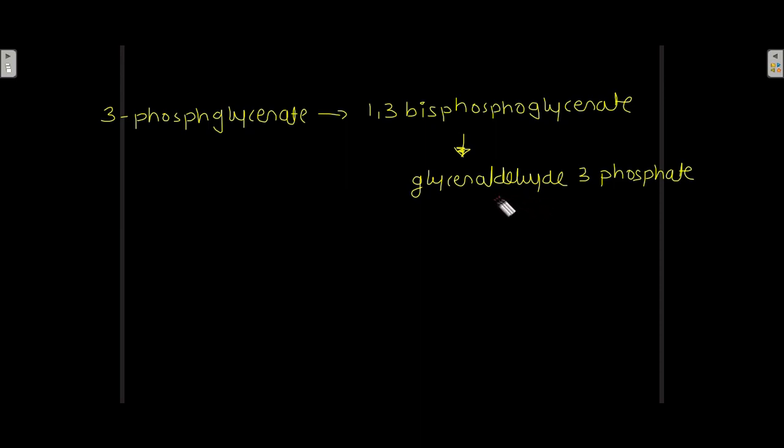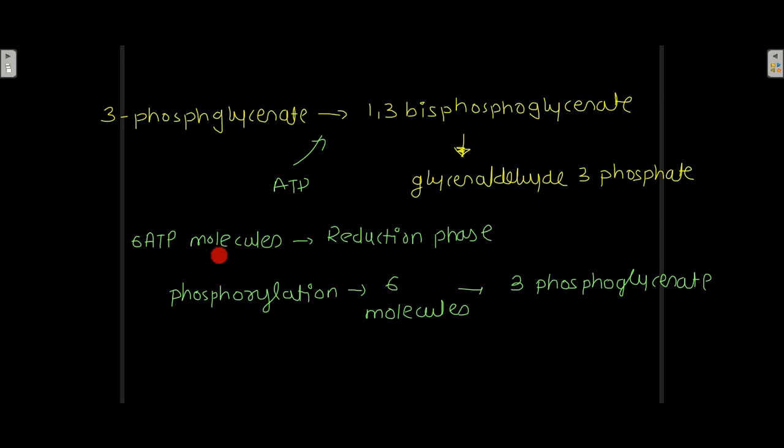Now this reaction, that is phosphorylation of 3-phosphoglycerate into 1,3-bisphosphoglycerate, requires an ATP molecule. So 6 ATP molecules are consumed in the reduction phase because the phosphorylation of 6 molecules of 3-phosphoglycerate will require 6 ATPs. Okay, 1 ATP per 3-phosphoglycerate.